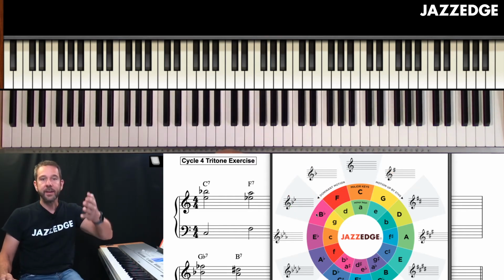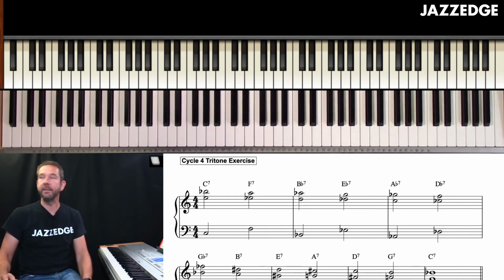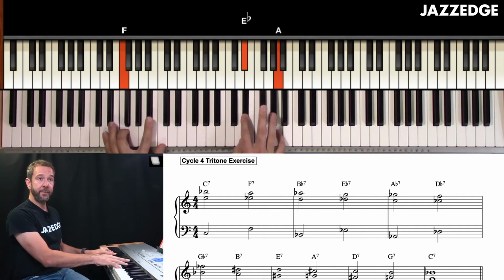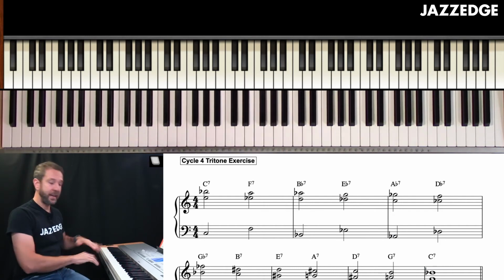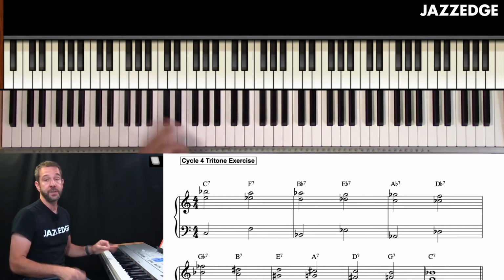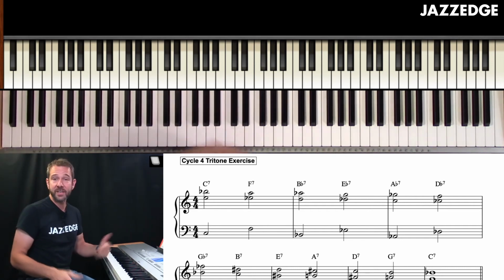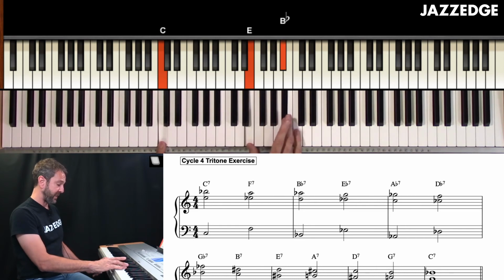C to F, F to B flat to E flat. All right, and that's what's going on here. I am going from my C to my F, my B flat to my E flat, and I'm playing them all as dominant chords. And the chord voicing that I'm doing in the right hand is just a very simple chord voicing. It's just the 3rd and the 7th of the chord.